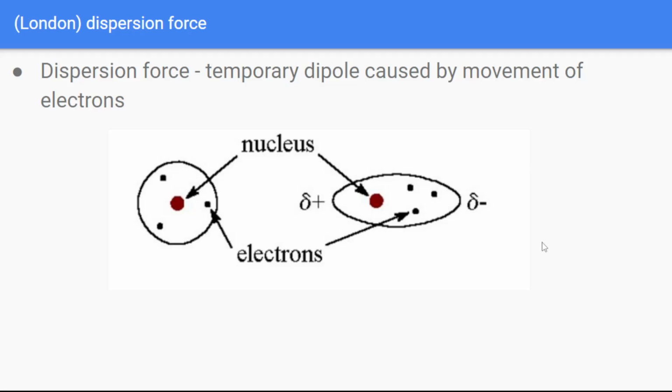Now, the London dispersion force is where a temporary dipole is created. So even though there might not always be a permanent charge, there would be a temporary charge. And that temporary charge would lead to an attraction of one molecule to another.